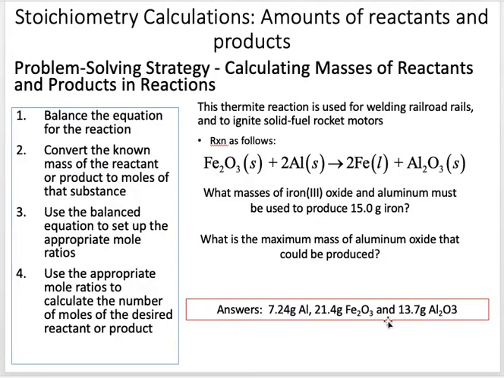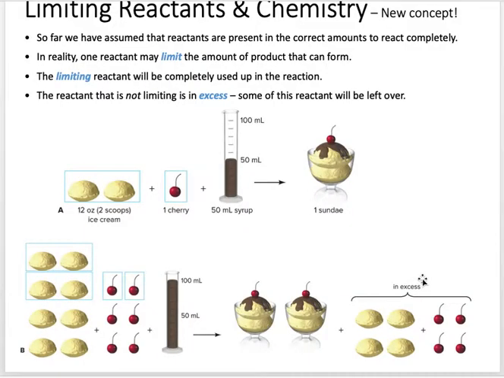So once you've solved for it, hopefully you've found out that we have 7.24 grams of our aluminum, 21.4 grams of our iron, and the maximum amount of the aluminum oxide. Oops, sorry, I just realized that should be subscript right there. Typos do happen. We can only make 13.7 grams of aluminum. All right, on to some new concepts.